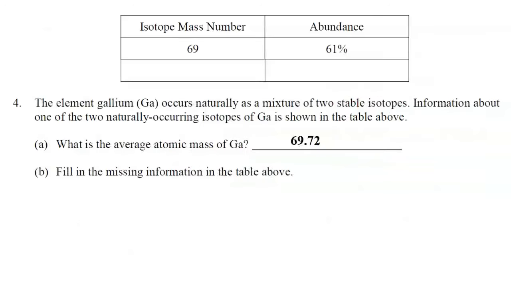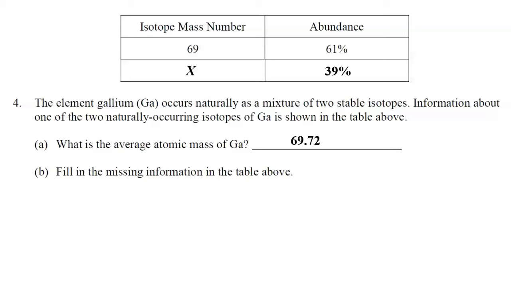Now to fill in the missing information in the table above, at this point we don't know the mass number for the other isotope of gallium, but we do know that there are only two stable isotopes that occur naturally. Since the total abundance has to be 100%, 100 minus 61 will give us 39%. So we know that's the abundance of the other isotope. But now to figure out the mass number, let's go ahead and set up an algebraic equation which is based on the formula for calculating the average atomic mass.